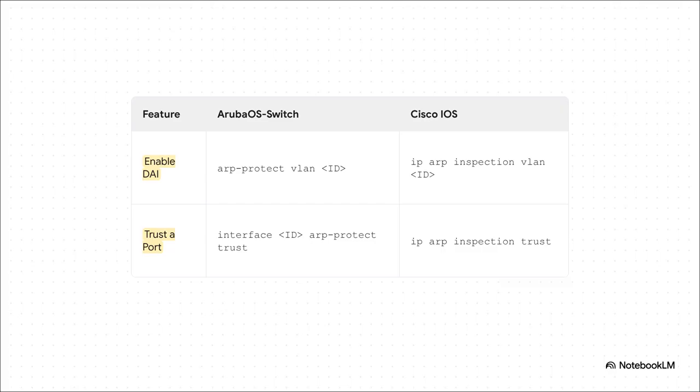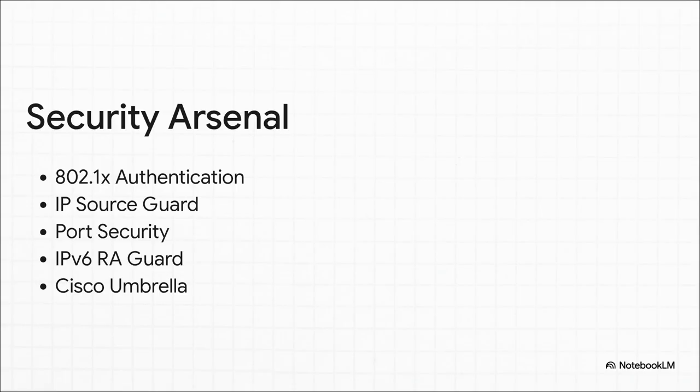Okay, so that's the theory, but how do we actually do it? This is where we translate that security concept into real-world action. And you can see right here, different vendors, Aruba, Cisco, they might use slightly different commands, but the end goal is exactly the same. But look, DAI isn't the only tool we have. It's just one piece of a much bigger security arsenal. You've got things like 802.1X authentication, IP source guard, port security. The list goes on. Each one of these adds another crucial layer of defense to that really vulnerable access layer.